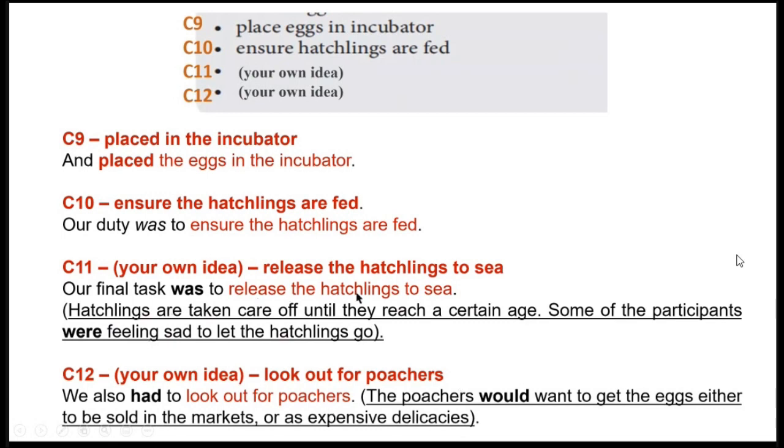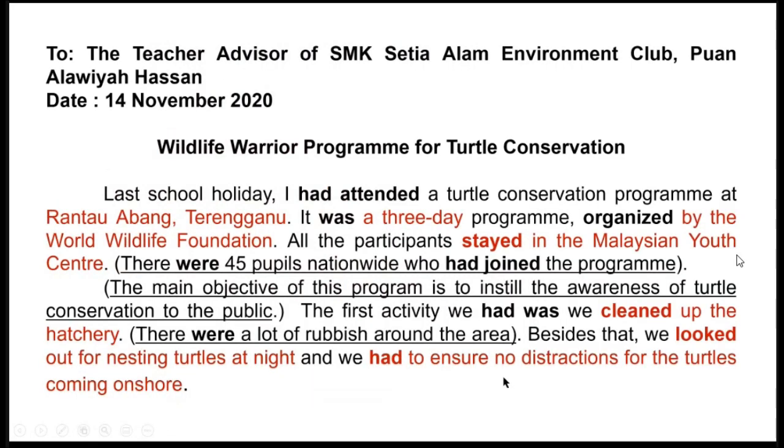So here, if you look at this, the idea is release the hatchlings to sea. And then there's an elaboration here. Some of the participants were feeling sad to let the hatchlings go. This is elaboration. What is this? This is a little bit of some feelings of the person who went for the camp. All right, and then look out for poachers. We had to look out for poachers. The poachers would want to get the eggs either to be sold in the market or as expensive delicacies. This is not in the points. So this is where elaboration is needed. Very important. Okay. So this is an example.